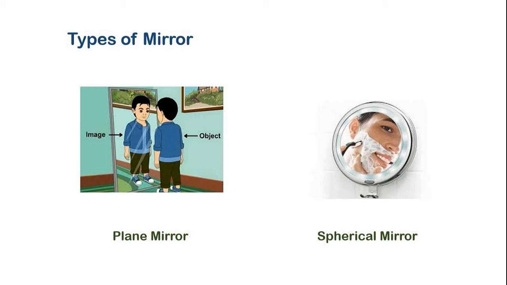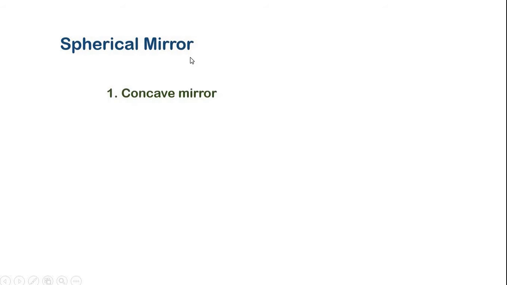If the reflecting surface is smooth and spherical, that means if the reflecting surface is a part of a sphere and regular reflection takes place on it, it is called spherical mirror. If a part of a hollow glass sphere is cut off and silvering is done on one surface, then a spherical mirror is made. Spherical mirrors are of two types: concave mirror and convex mirror.